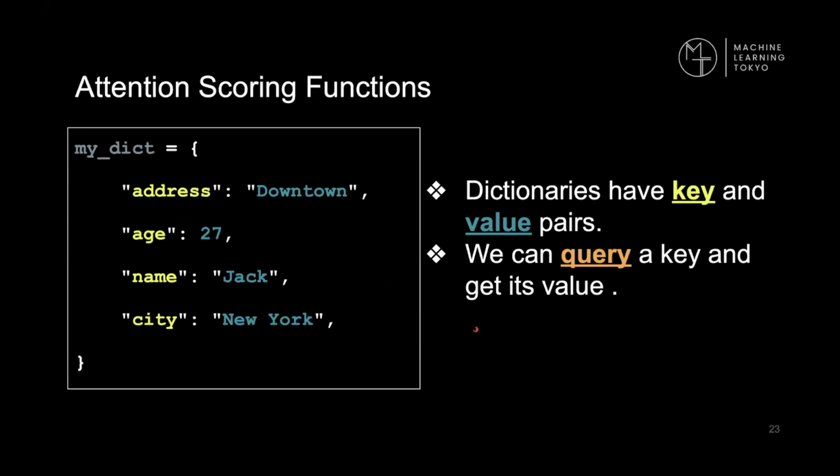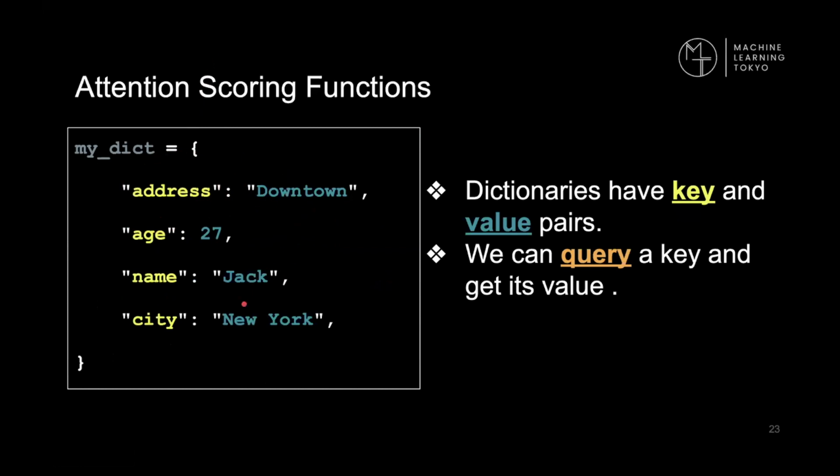I want to talk about attention scoring functions. And even before we talk about attention scoring functions, let's talk about Python dictionaries and see what they have to do with it. So most of you will be familiar with Python dictionaries. They have these key value pairs in them. So there's some key which is address and the value which is downtown.